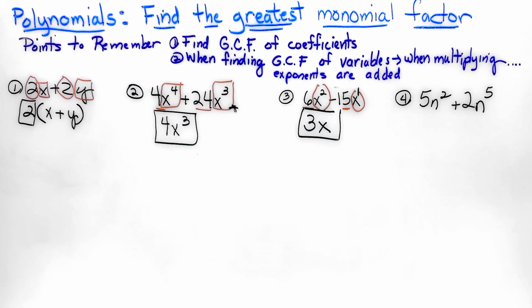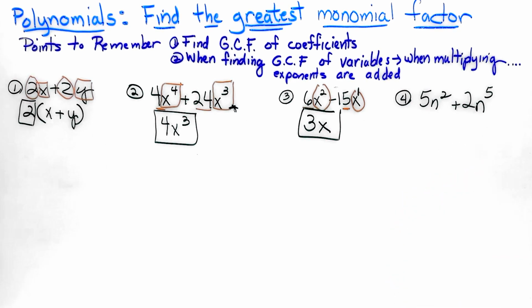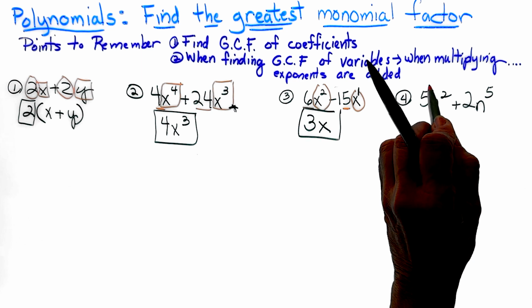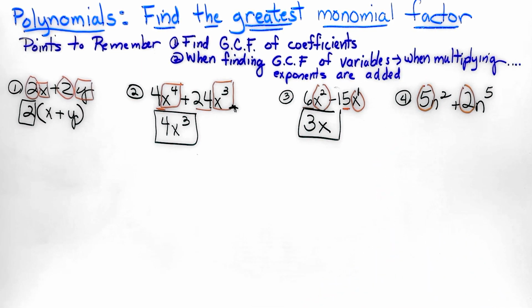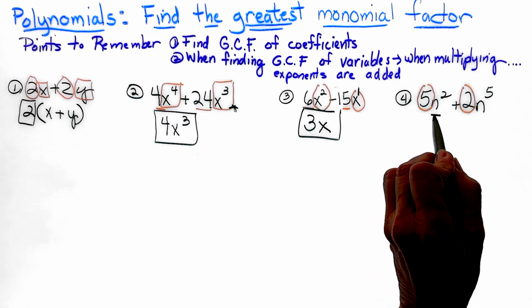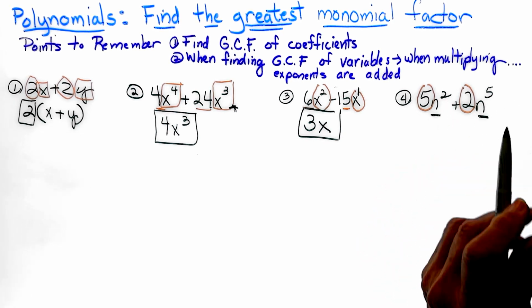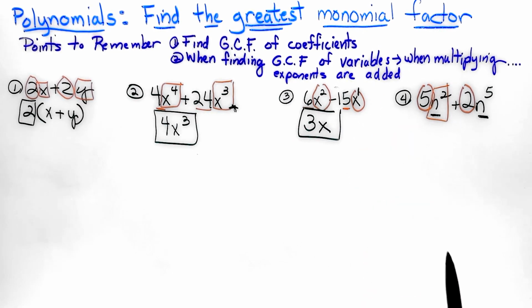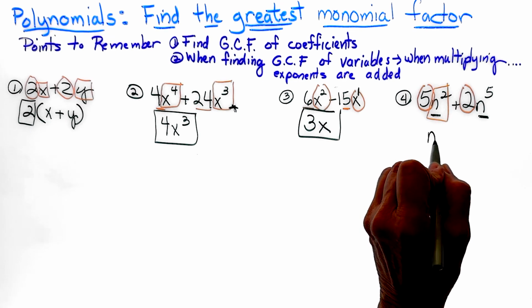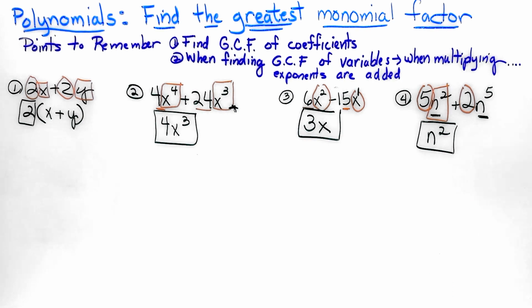And looking at the last one, we have 5n squared plus 2n to the fifth. Well, let's look at the coefficients first. And I see that they do not have a factor in common. So I'm going now to my variables, and I have n squared and n to the fifth. Well, the smallest variable power that I see is n squared. So that is my greatest monomial factor.